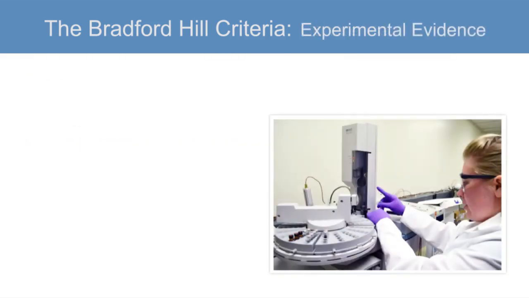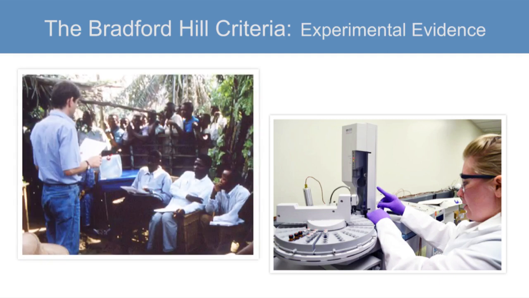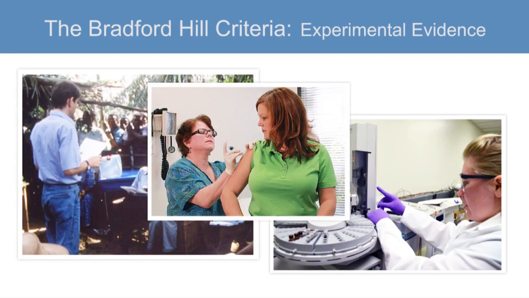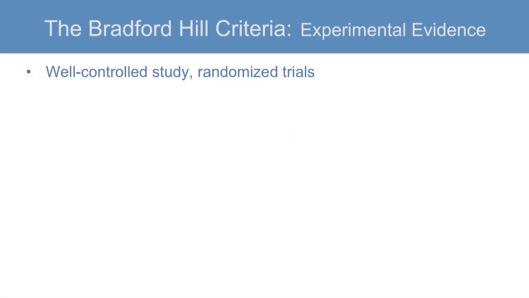Experimental evidence is another Bradford Hill criterion. Today's understanding of Hill's criterion of experimental evidence results from many areas: the laboratory, epidemiologic studies, preventive, and clinical trials. Ideally, epidemiologists would like experimental evidence obtained from a well-controlled study, specifically randomized trials. These types of studies can support causality by demonstrating that altering the cause alters the effect.